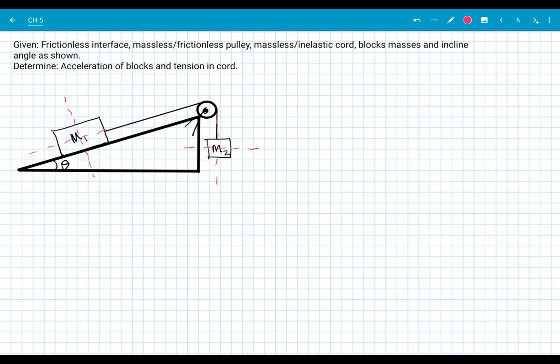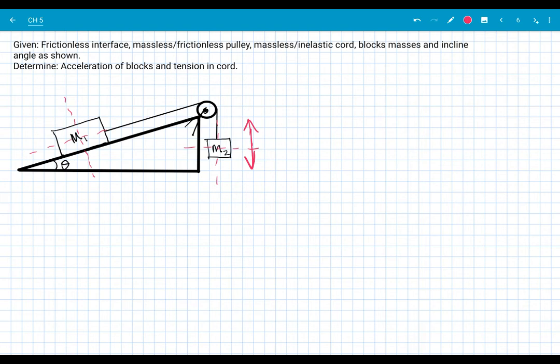So the question might be, what's my motivation? Why would I rotate? Do I just rotate automatically every time I see an incline? My answer is no, you don't rotate every time you see an incline. The motivation is looking at the direction of acceleration. Block two is going to be accelerating vertically. We don't know from the given information if it's up or down, but I do know that block two basically has vertical motion. And block one is going to be accelerating along the incline.